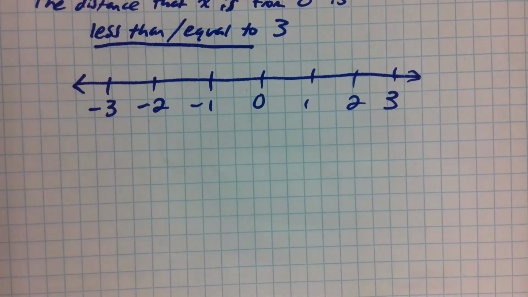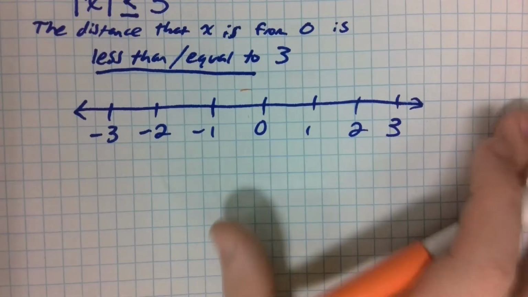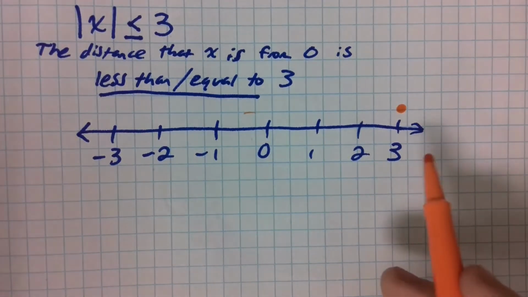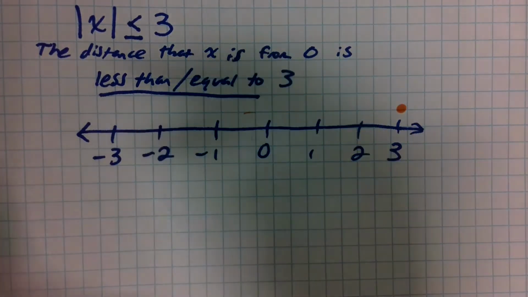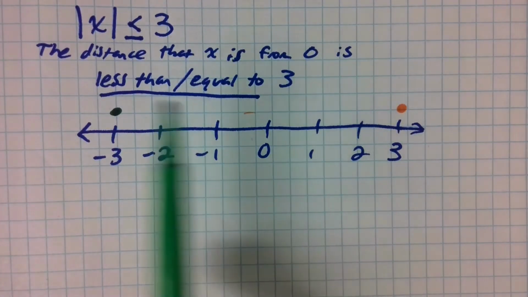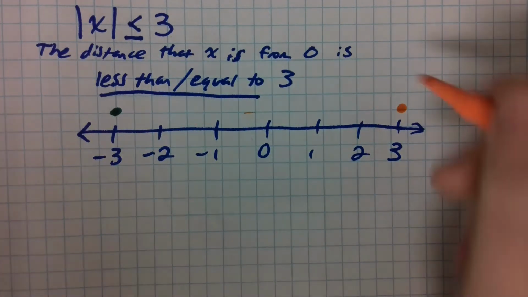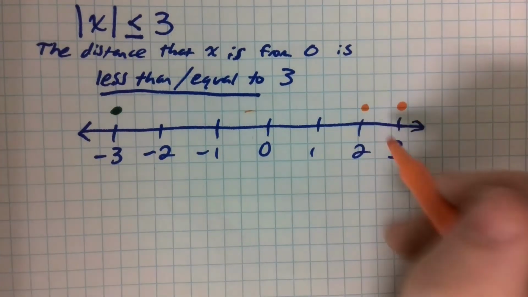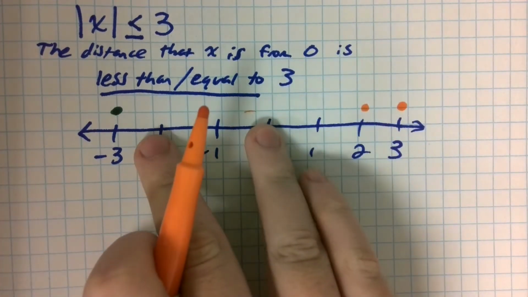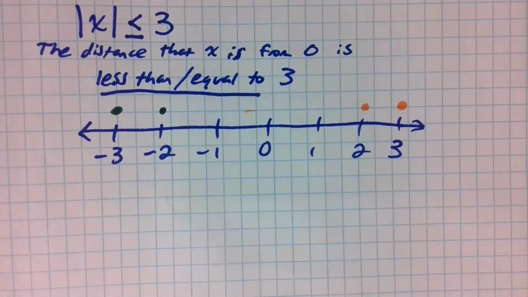So what numbers can we put on here? Well, if we're looking for a distance that could be equal to 3, that means that 3 could totally work. And if 3 is 3 away from 0, -3 is also 3 away from 0, so that should work. What else is less than or equal to 3 away from 0? Well, something that's less than 3 from 0 is 2. That's less than 3 away from 0. And since -2 is only 2 away from 0 in this direction, we would say that -2 is also less than 3 away from 0.